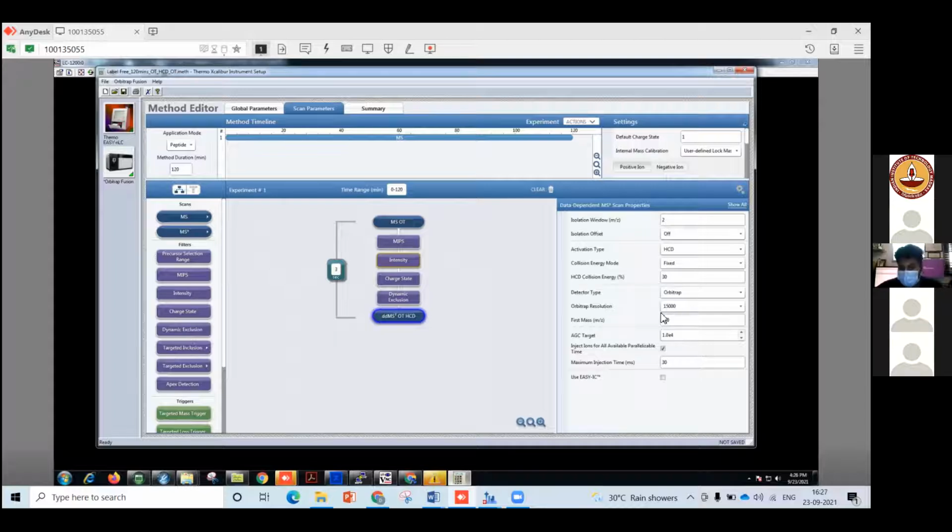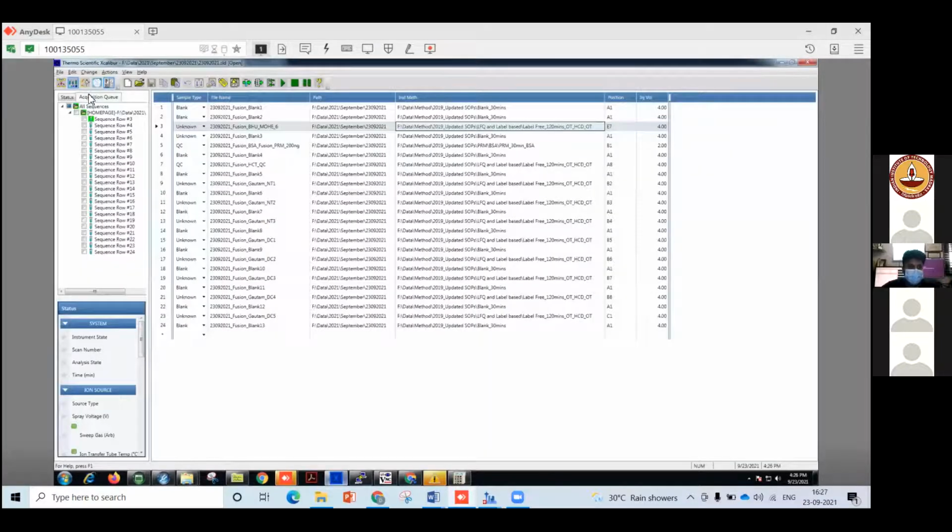Then the resolution for MS2 is always less than MS1, so that is why it is 15,000 over here. Then the maximum injection time is 30. So these are some of the important parameters for the MS1 and MS2 level. And finally, let me show you a current run that is happening.